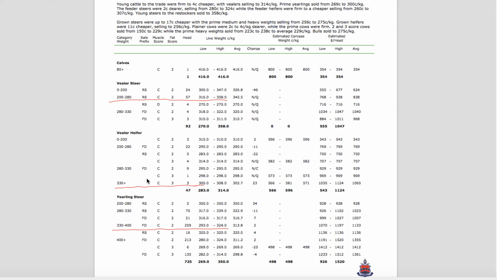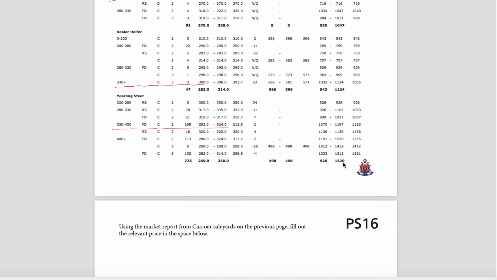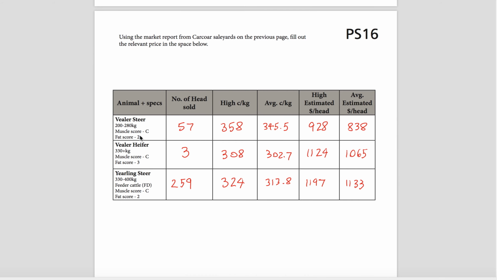So basically you just need to read through this. It's got all the dollars in cents a kilo, estimated carcass weight, cents a kilo, and then the estimated total dollars per head. So this is in cents per kilo. Like 283 is $2.83 per kilo, whereas over here this is $750 per animal. For these, I've just given you some specific animals to find, and then these are the numbers that you needed to find.